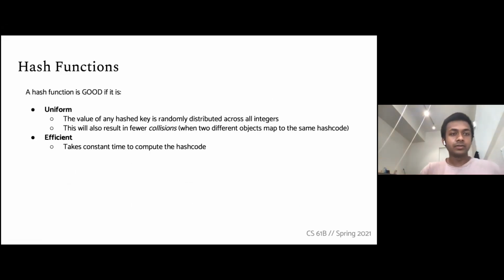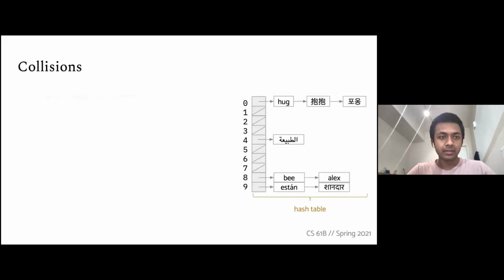So this is what makes a hash function good for the purpose of hash tables. Firstly, it needs to be uniformly distributed. We want the hash values to be spread out, because we don't want all the objects to be mapped to the same bucket, because that would defeat the purpose of a hash table. We also want this to be efficient. It shouldn't take forever to compute the hash code. That's not particularly relevant to you guys, but you just want it to be fast.